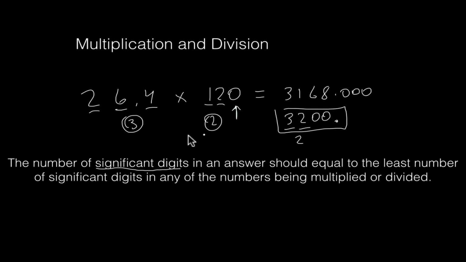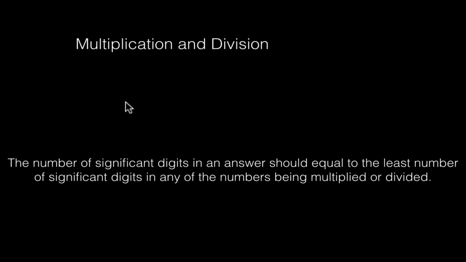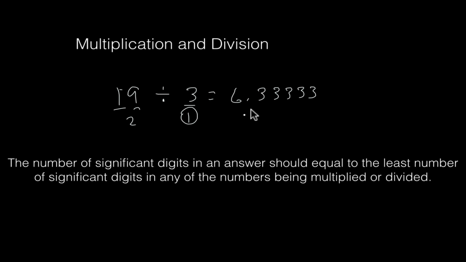Okay, if we were dividing, let's do one with just division real quick. If we had 19 divided by 3, let's see how many significant digits. In this one we have 2 significant digits, this one only has 1 significant digit. In this case we would get 6.333, and it would just keep going on forever. But since we only have 1 significant digit in one of our numbers being divided, we can only have 1 significant digit in our answer. So this should be rounded to 6, and that would be our answer.